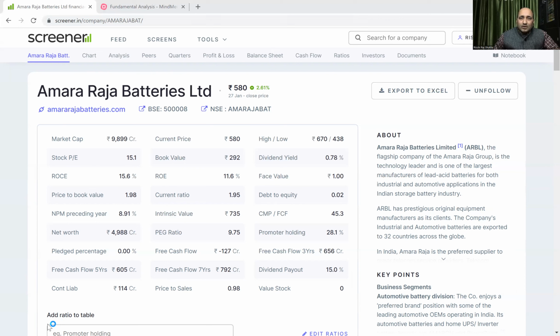Let us see this one company. We have usually seen this, Suzlon.